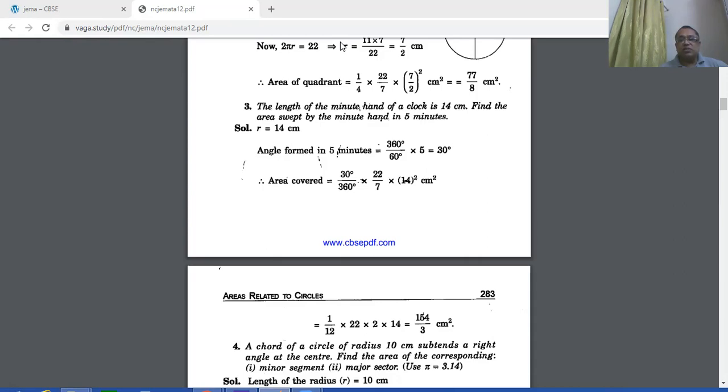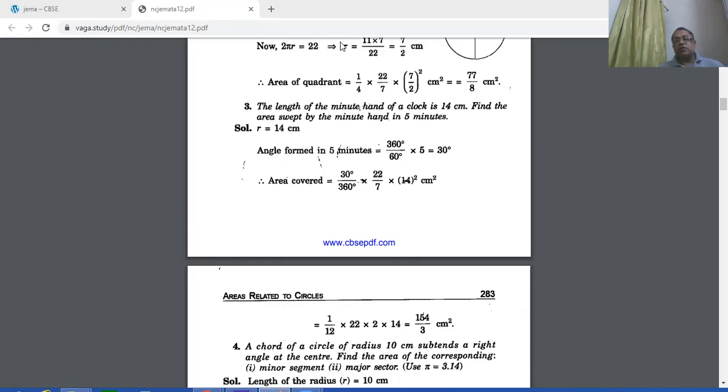So 30 by 360, I'm explaining this calculation again, how it's coming 154 by 3. So 0 is getting cancelled, 3 goes 12 times, 2 goes 11, 2 goes 6. So 11 into 14 into 14, and this is 6 into 7, 7 goes 2 times. And here we can cancel this, 2 goes 3, 2 goes 7. So 11 into 2 into 7, that's 14 into 11. So here we get the required answer of 154 upon 3, right?